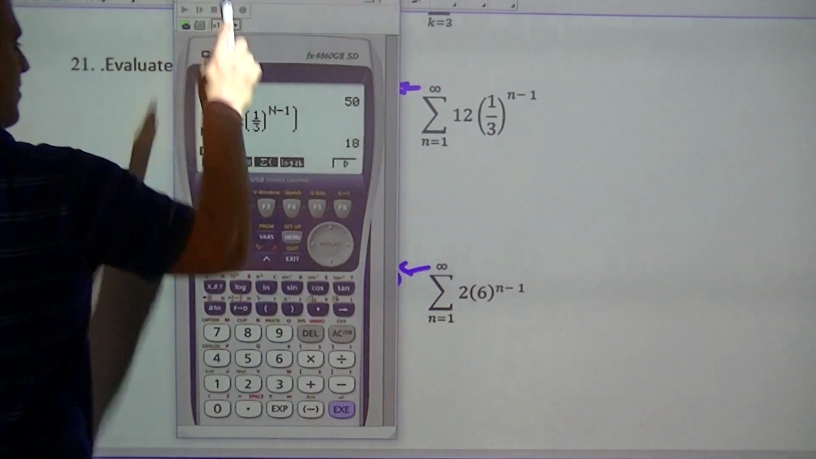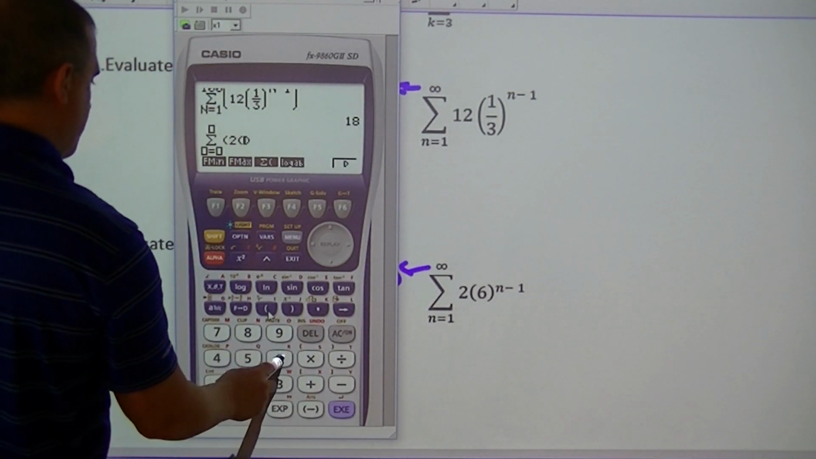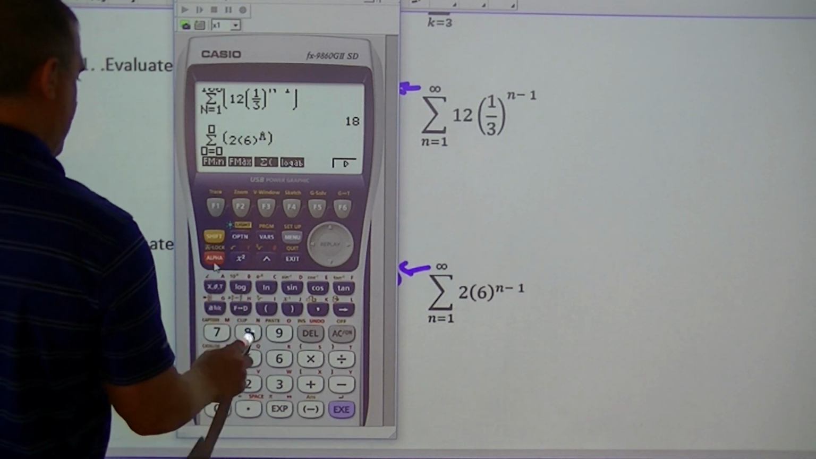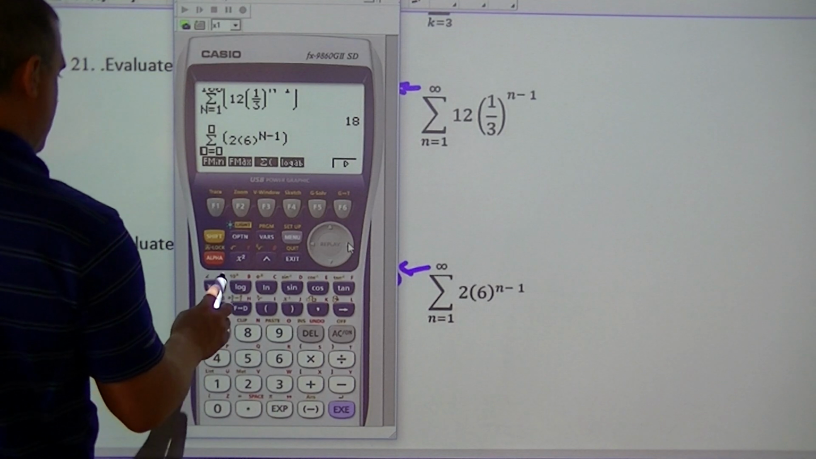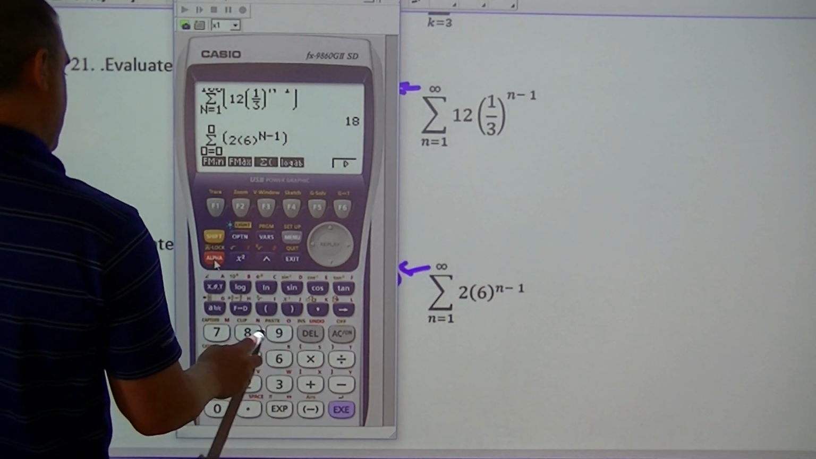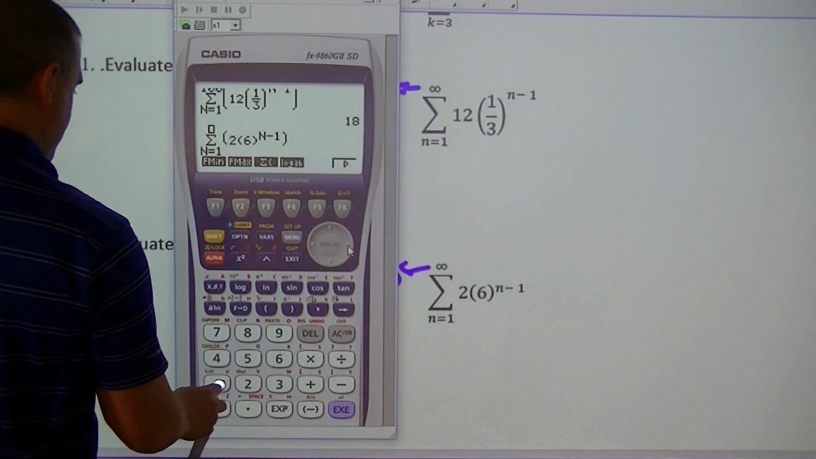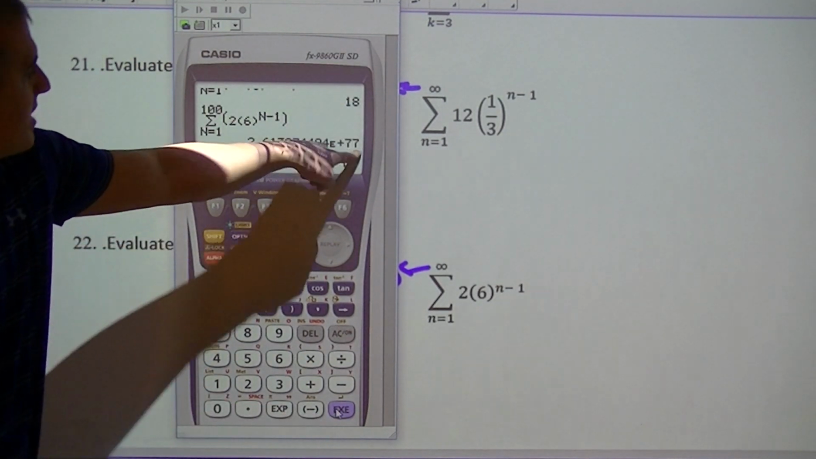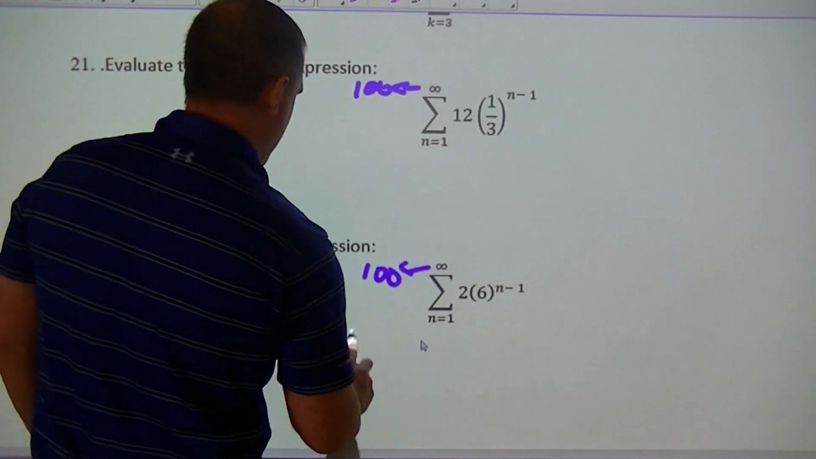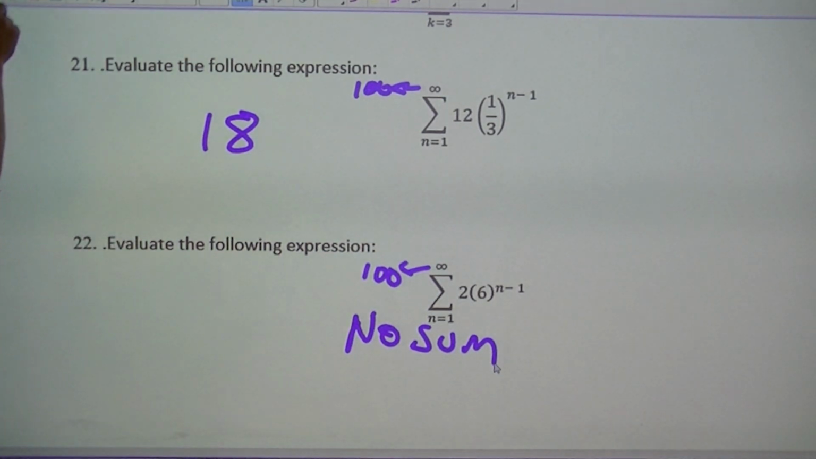Now I'm going to go ahead and do this one. 2 parentheses 6, exponent alpha n minus 1, alpha n, 1. And then I'm going to use 100. Now watch what happens on this one. So you see I get a really big number there. That means this one's going to be no sum. And we'll talk about that one a little bit later.